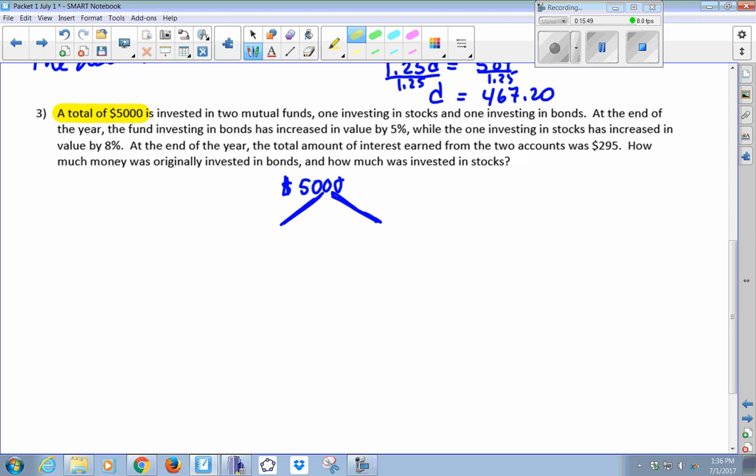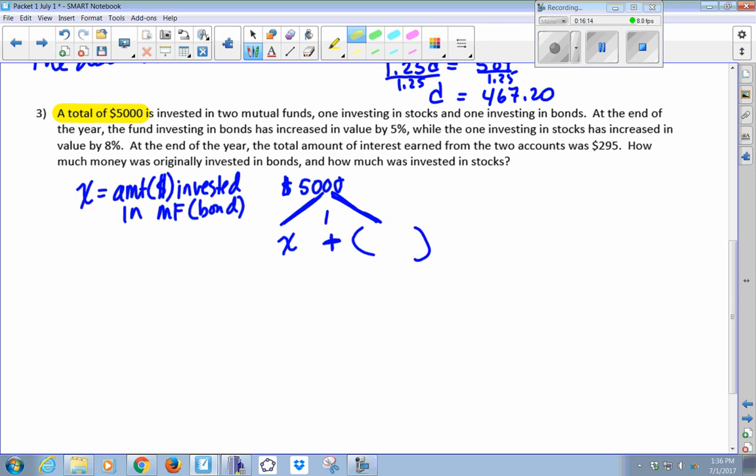Well, you start by just using a letter like X to represent the amount, in units of money, that you invest in the bond mutual fund. So I put a little X here. All I know is that whatever I add to X, whatever I put over here, has to equal 5,000.